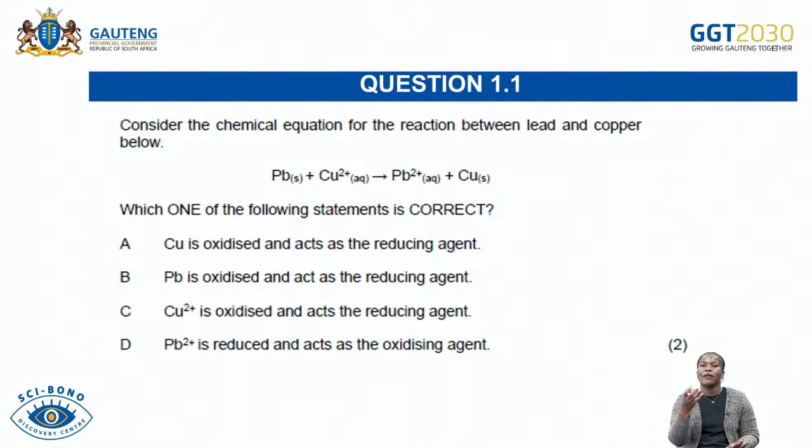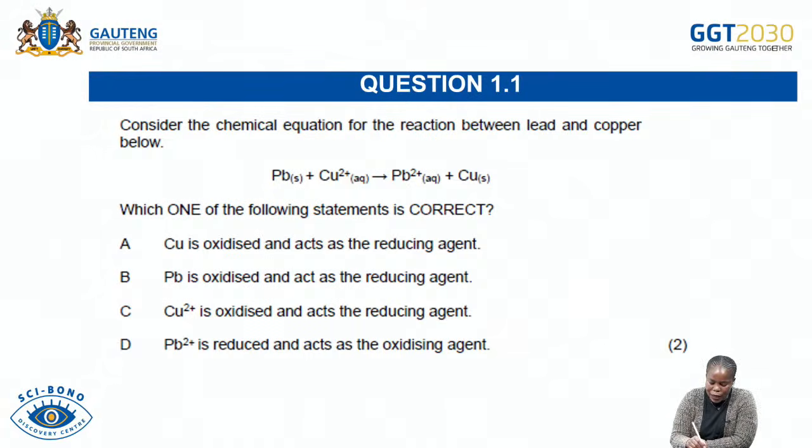Even before you dive into your options, put on your oxidation numbers. Identify which one is an oxidizing agent and which one is a reducing agent. Then when you look at your options, you are aware of what you are looking for, so that you avoid just picking your favorite alphabet for the like of it.